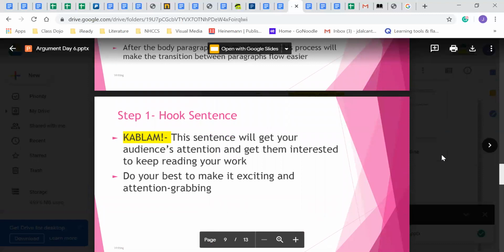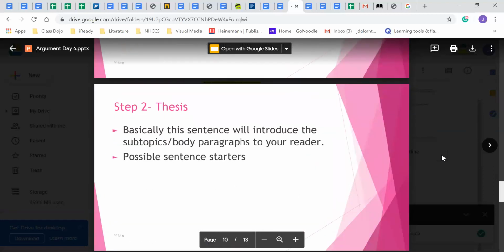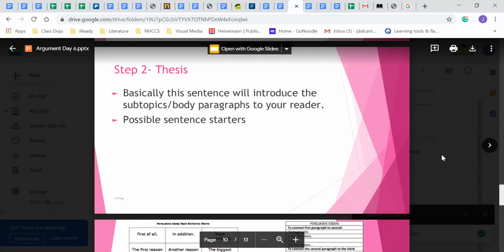So have your hook sentence. That'll be the first sentence in your introduction paragraph. How are you going to get their attention? How are you going to make people want to read more? Then is your thesis. Basically, this is going to explain the point of your essay. You're going to introduce what you're going to be talking about.